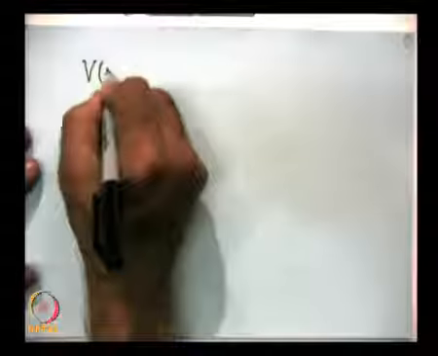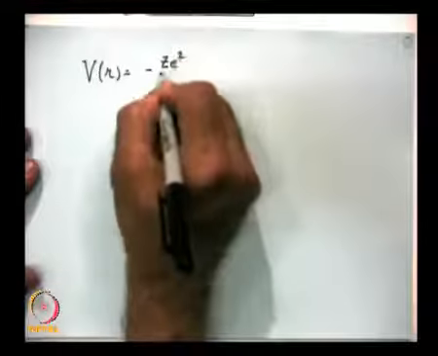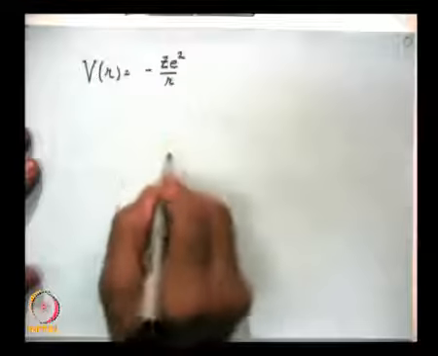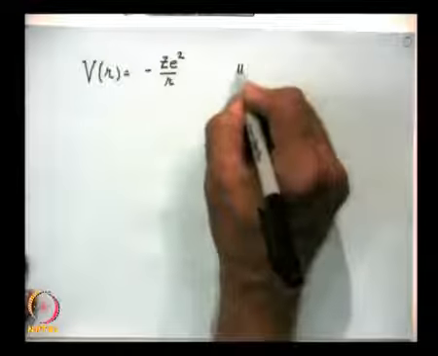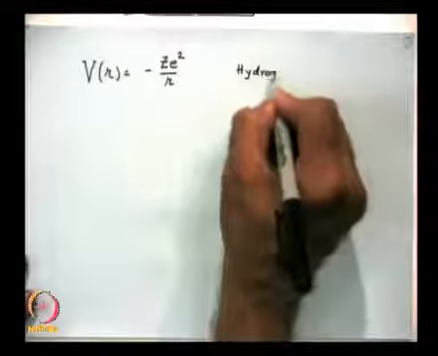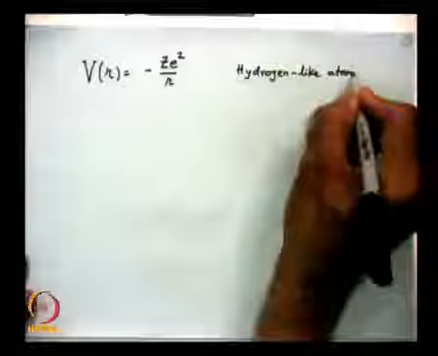So, we had first considered the hydrogen atom problem, or hydrogen-like atom problem, in which there were two particles and the potential energy distribution in the CGS system of units was equal to minus Z e squared by r, where Ze represents the charge of the nucleus. So, this is the hydrogen-like atom problem.